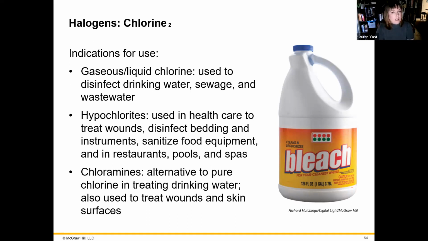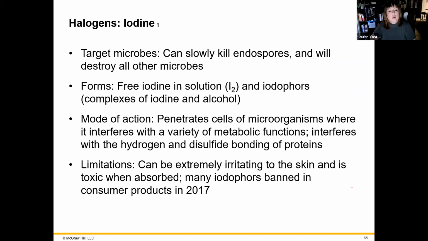So indications for use of this, we use this for disinfecting drinking water. This is how we pump chlorine gas essentially into drinking water to decontaminate it. Then we have treating of sewage and wastewater. The hypochlorites are going to be used in healthcare to treat wounds, disinfect bedding and instruments, to sanitize food equipment, and in restaurants, pools, and spas. We know how common the hypochlorites are. That's the bleach, right? And then chloramines are used for treating drinking water and certain wounds.